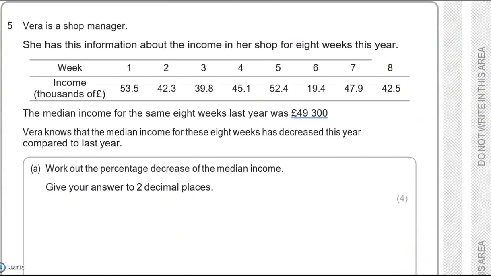Vera is a shop manager. She has this information about the income in her shop for 8 weeks this year. The median income for the same 8 weeks last year was £49,300. Vera knows that the median income for these 8 weeks has decreased this year compared to last year. Work out the percentage decrease of the median income. Give your answer to 2 decimal places.